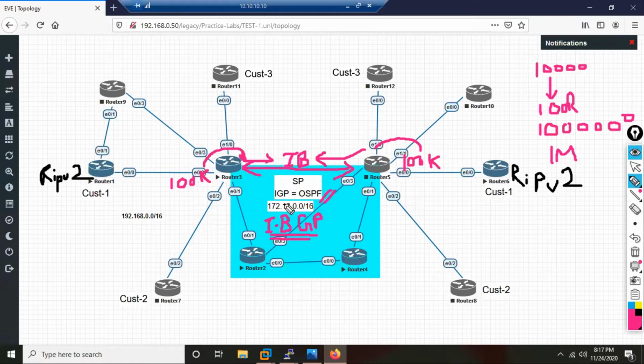So before MPLS, suppose this customer is sending traffic, some packets to R3, for some destination here. When the packets land on R3, what will R3 do? It will check its FIB table. We are not talking about MPLS, just before MPLS. Let us go back to the pre-MPLS time. In pre-MPLS time, what will happen in the service provider?